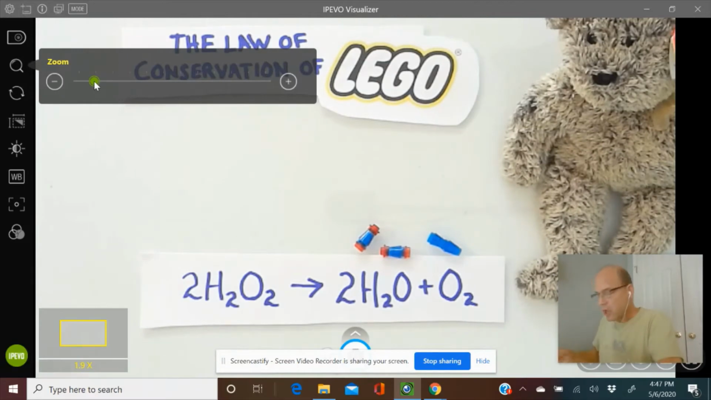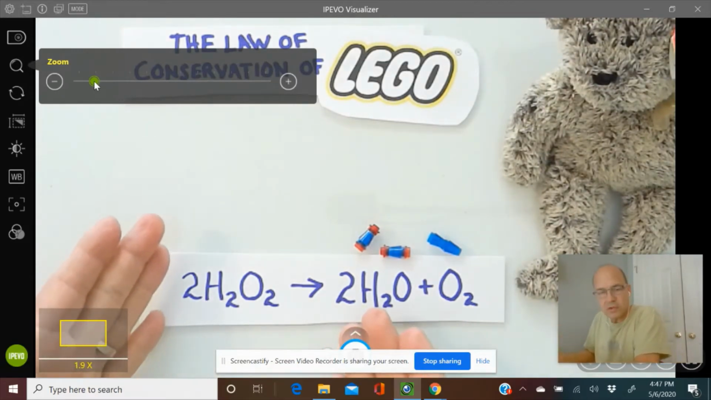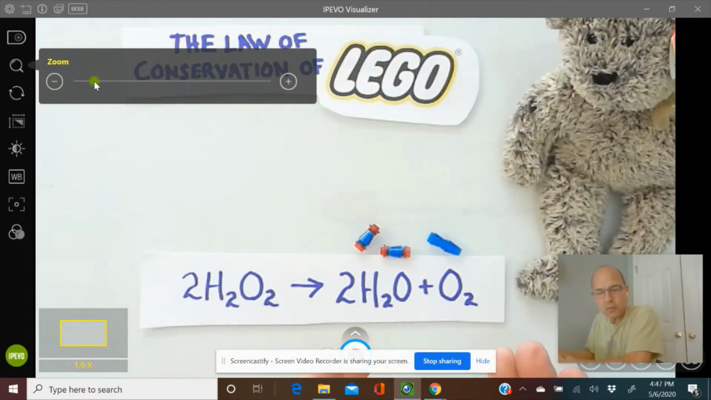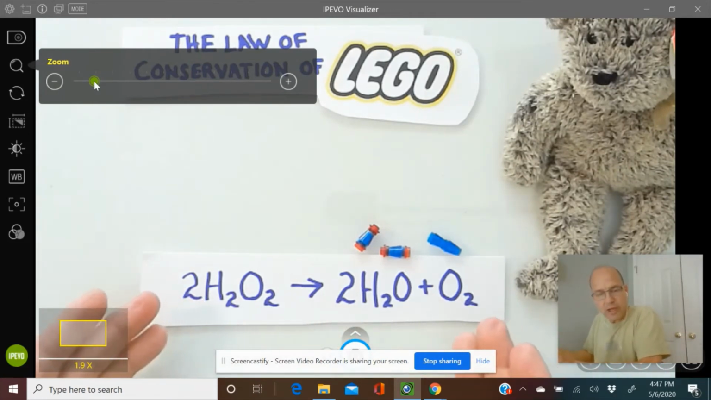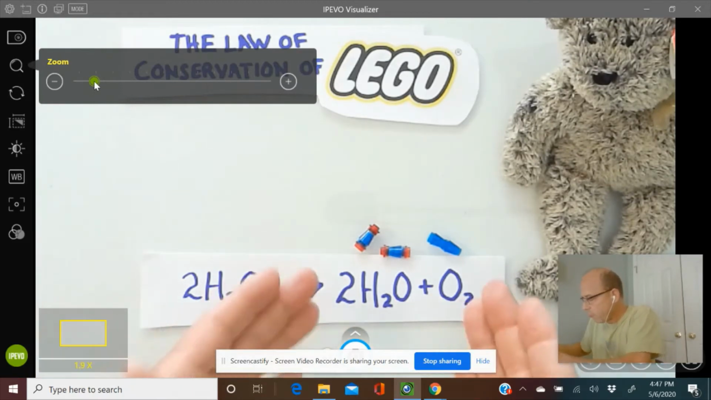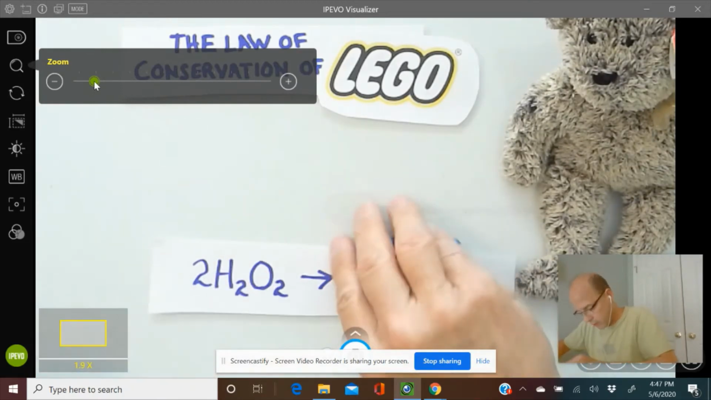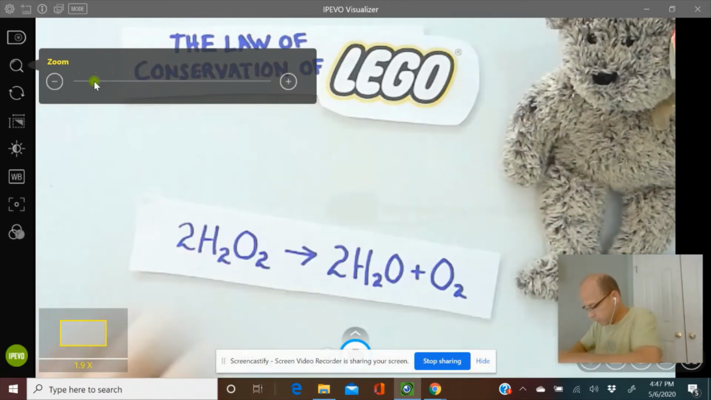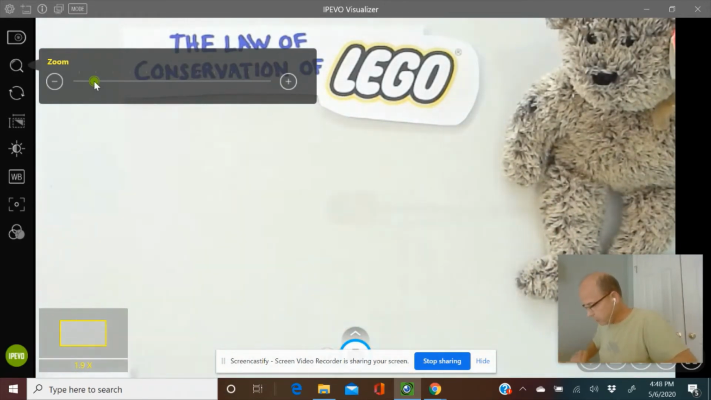See, isn't that cool? So no Lego pieces were added, no Lego pieces were taken away. I've conserved the number of Lego pieces, and I've just rearranged them to form different molecules. Okay. So let's continue with something a little bit different.